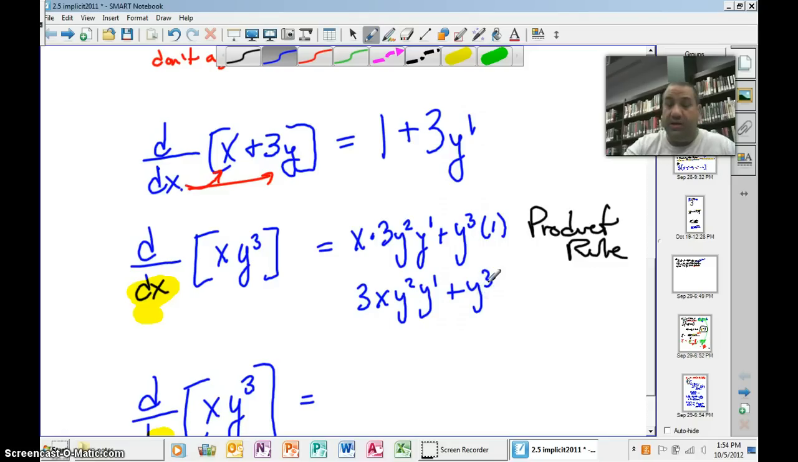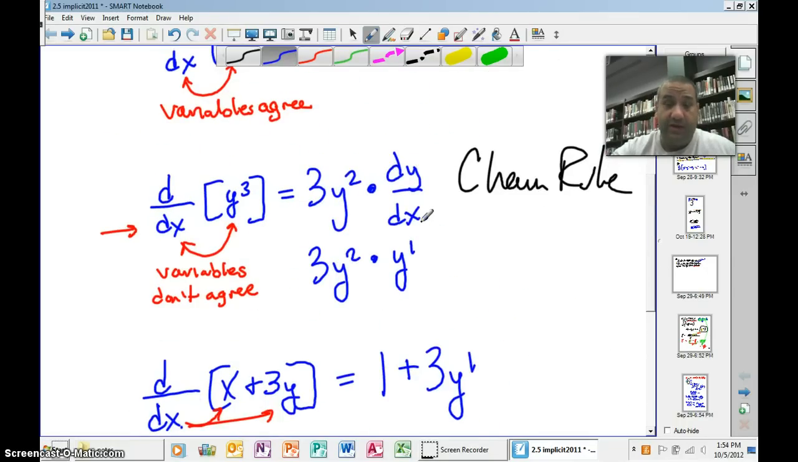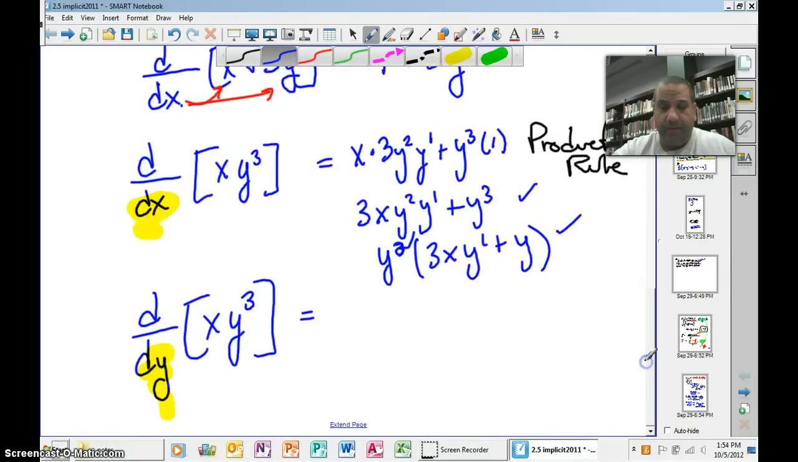You could factor a y squared if you want. Actually, I'm going to factor y squared, and it could look something like this. But this or this is fine. And that's the product rule. Any time you take the derivative of a variable that's not the one that's under here, you have to put that prime. Or you could write, like I did up here, dy dx or something like that.